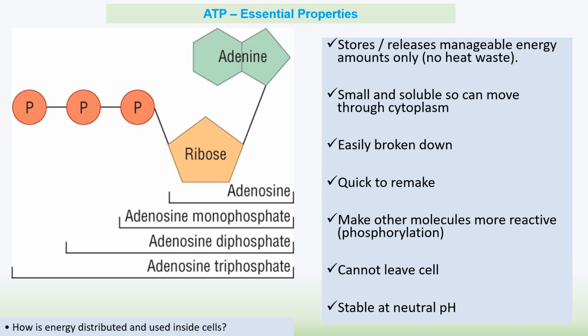It has some essential properties that allow it to do its job for energy storage. So it stores and releases a manageable amount of energy only, and that reduces the amount of energy lost as heat waste. It is small and soluble, so it can move through the cytoplasm. It is easily broken down. It is quick to remake. It can also be used to make other molecules more reactive. So we're not going to talk about this in this video, but this is an essential part of the property. Actually, we will mention it slightly in glycolysis. It cannot leave the cell, and it is stable at a neutral pH.